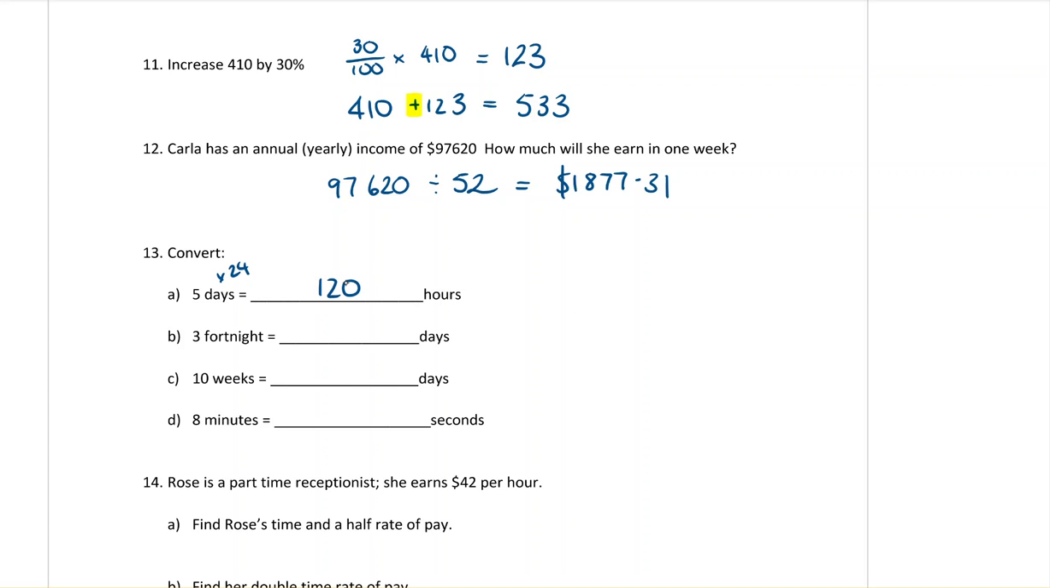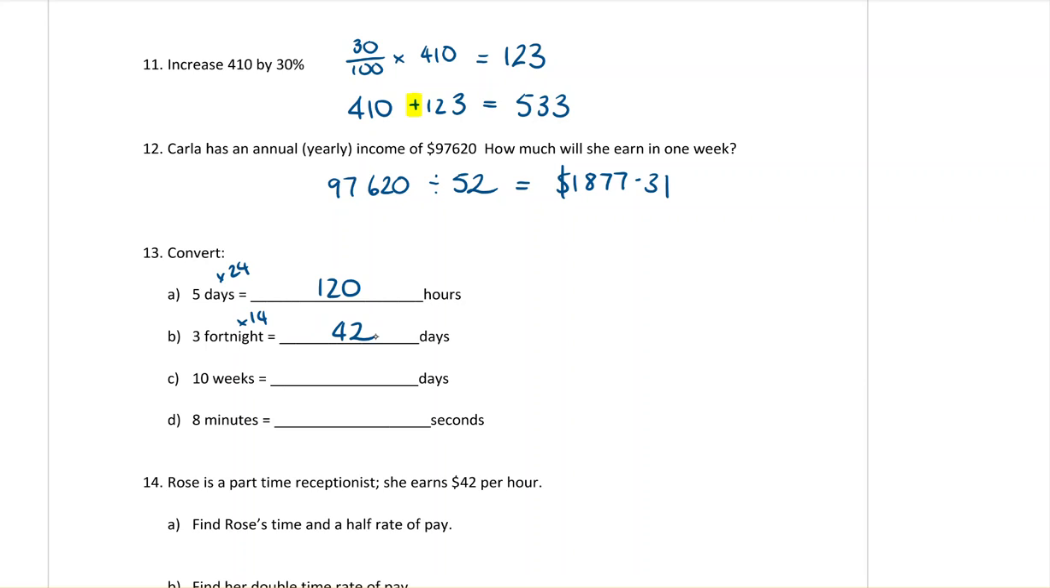How about fortnights to days? How many days are in one fortnight? Fortnight is 2 weeks, remember? 14. So 14 days. So you're going to times that by 14. 3 times 14 is 42.